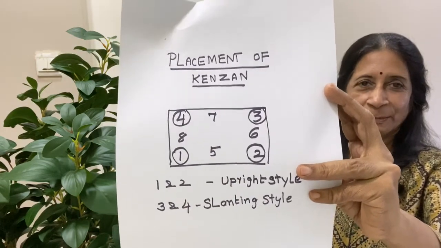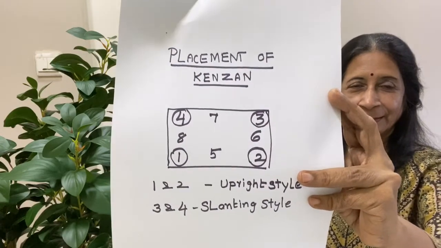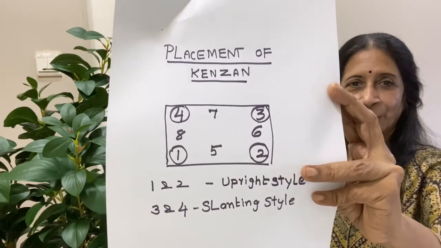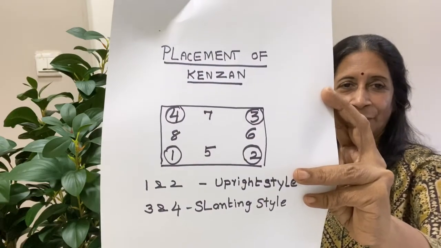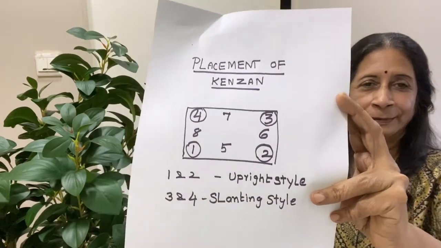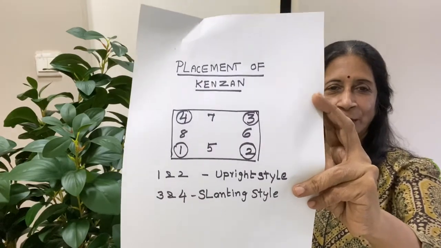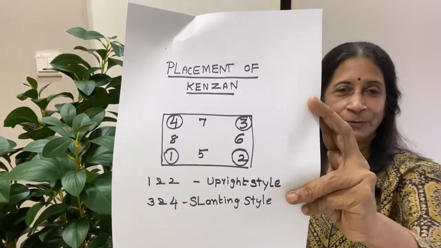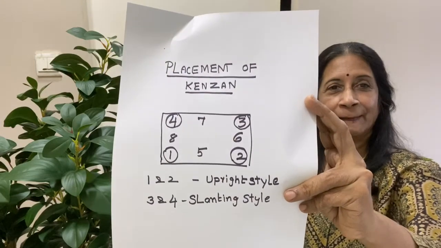This is the placement of Kenzan. There are 8 positions. The main positions are 1, 2, 3 and 4. Positions 1 and 2 are used for upright style and 3 and 4 are used for slanting style.